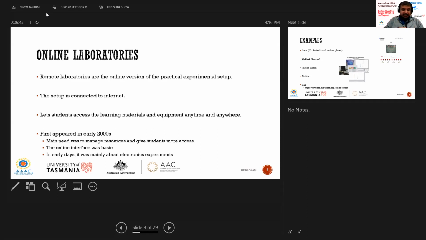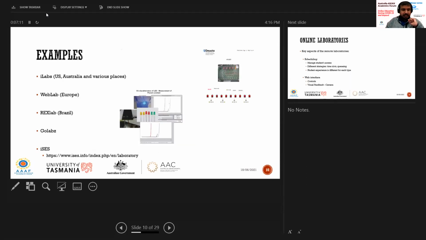The online interface back then used to be quite basic. You actually just got a screen with a camera where you can see the interface and give some very basic inputs. Typically in the very early stages, it was always about electronics experiments, because they were the easiest to put online. You already had high-end equipment that was connected to computers, and you essentially just connected them back to the web for students to access them.